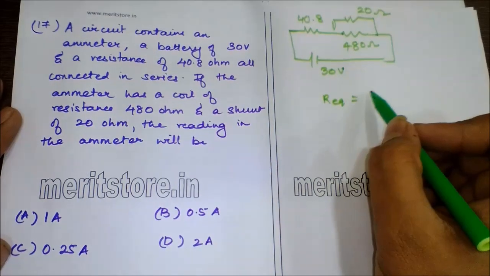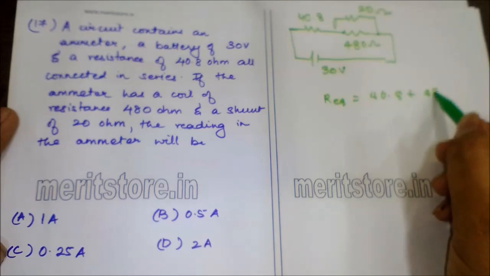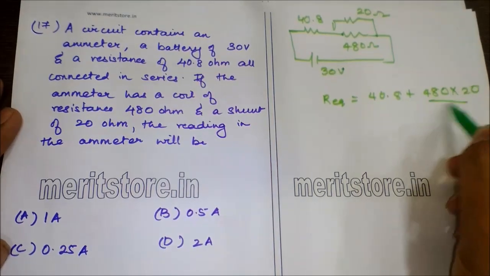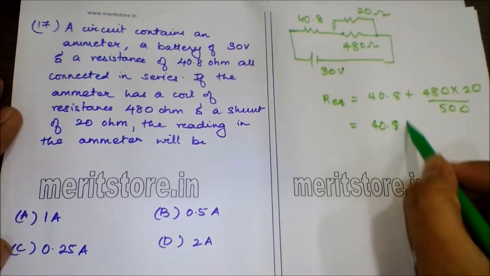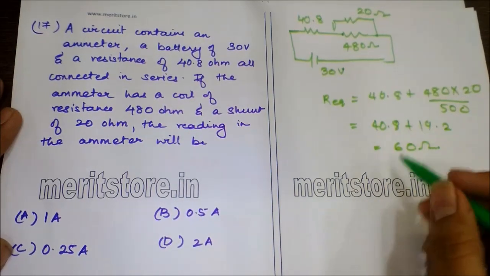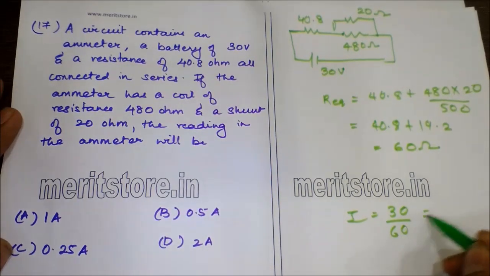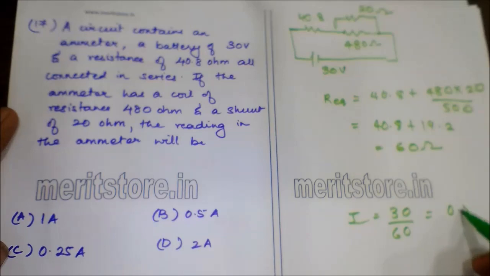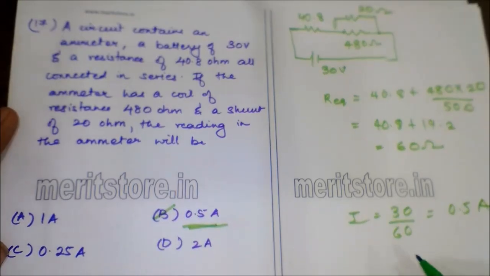Req is equal to 40.8 plus 480 into 20 upon 500, which is equal to 40.8 plus 19.2, that is equal to 60 ohm. I is equal to 30 upon 60, which is equal to 0.5 ampere. So option B, 0.5 ampere is the correct answer.